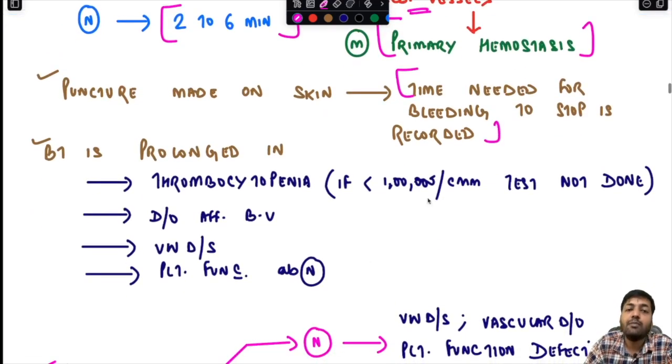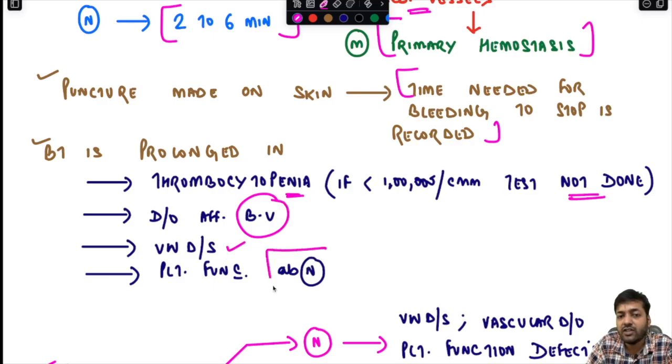Now bleeding time is prolonged in case of thrombocytopenia if the platelet count is less than 1 lakh per cubic millimeter. Remember, the test is not done. Okay, so it is prolonged in thrombocytopenia, in disorders affecting the blood vessels, in von Willebrand disease, and if any platelet function abnormality is there, then also the bleeding time will be prolonged.